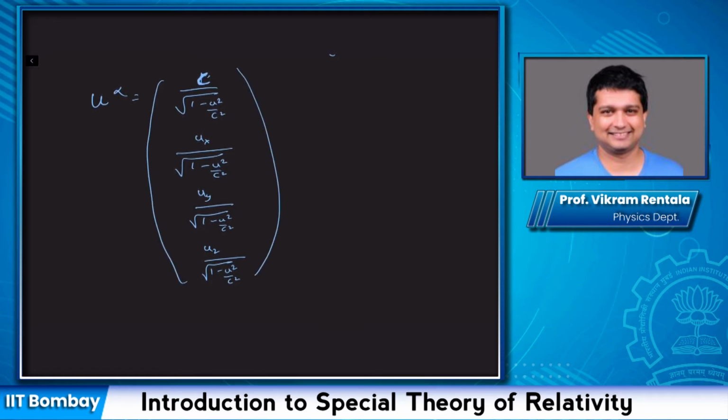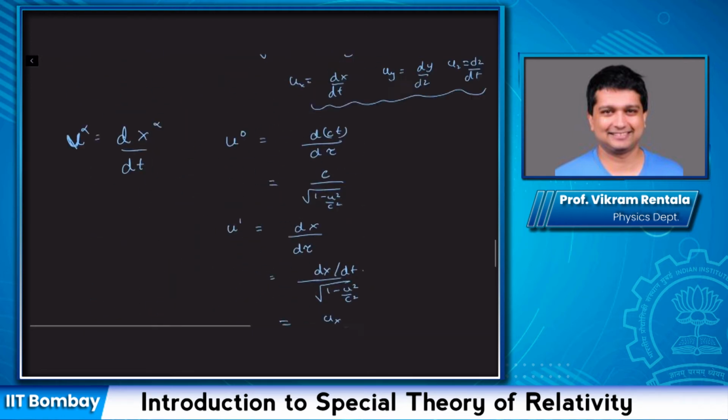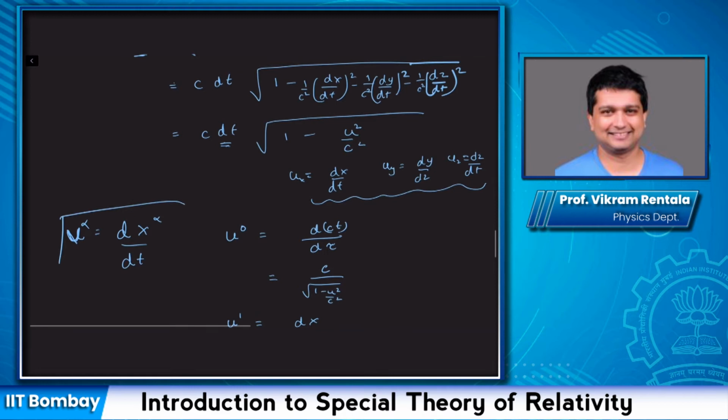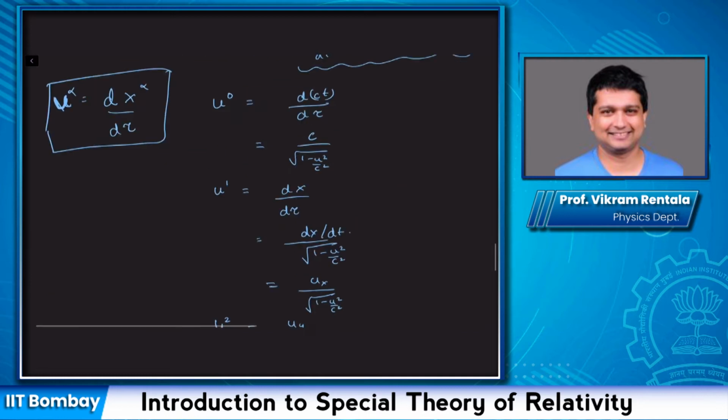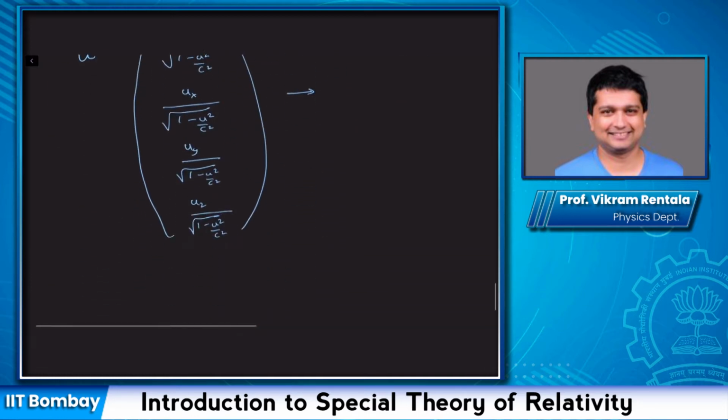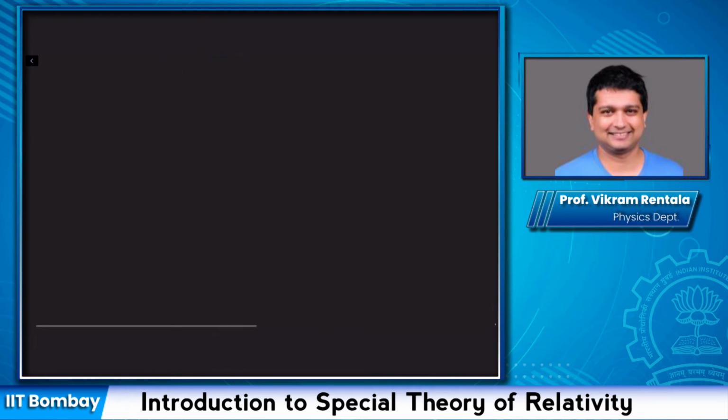Okay, so this gives us our 4-velocity 4-vector, and we can obviously see from its definition as dx^α/dτ that it must transform as a 4-vector. So if we define the 4-velocity properly as dx^α/dτ, then it obviously transforms as a 4-vector.